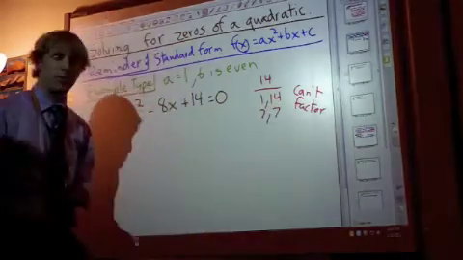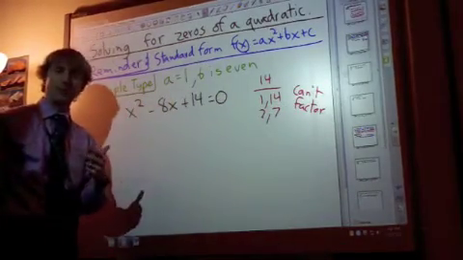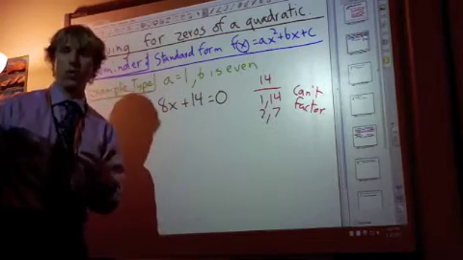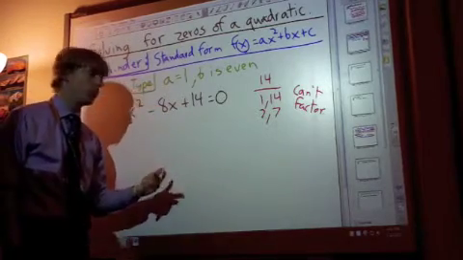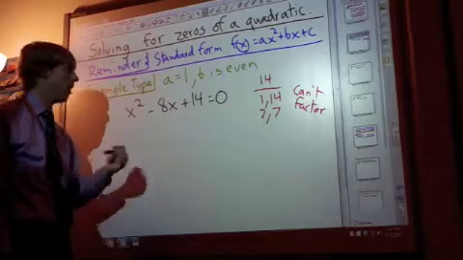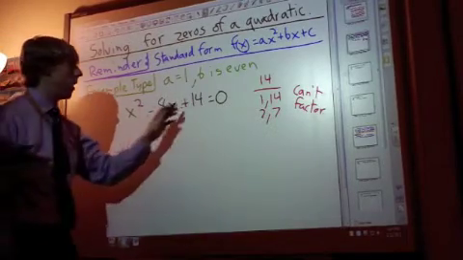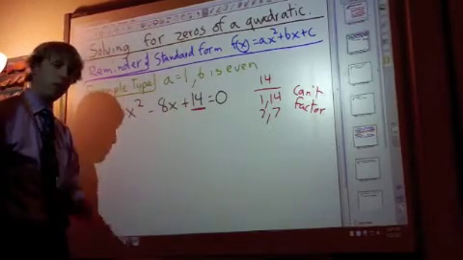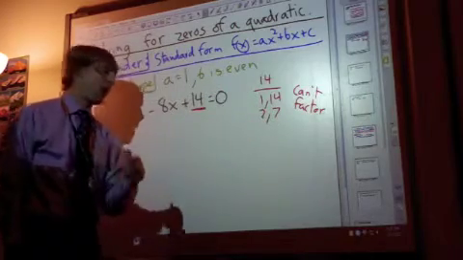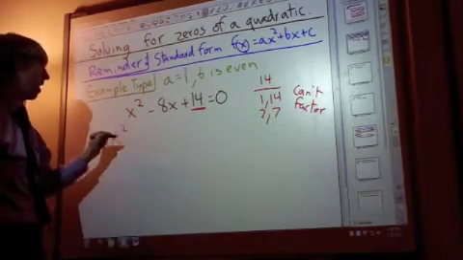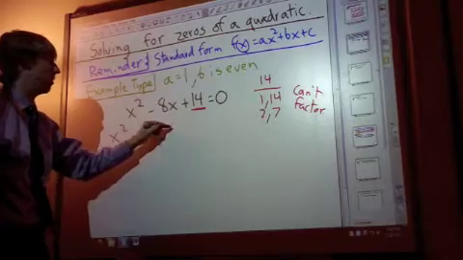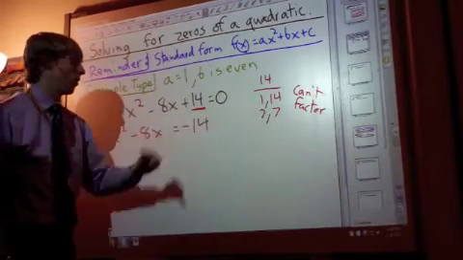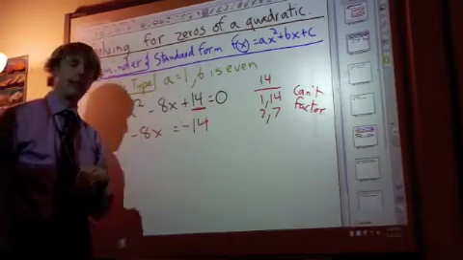What I've told my students is that means your roots aren't going to be nice. When I say nice, a nice integer. They won't be integers, but we can still solve this by completing the square. The first step I like to do is take the c value and move it over to the right side. So I'm going to set it up as x squared minus 8x equals negative 14.